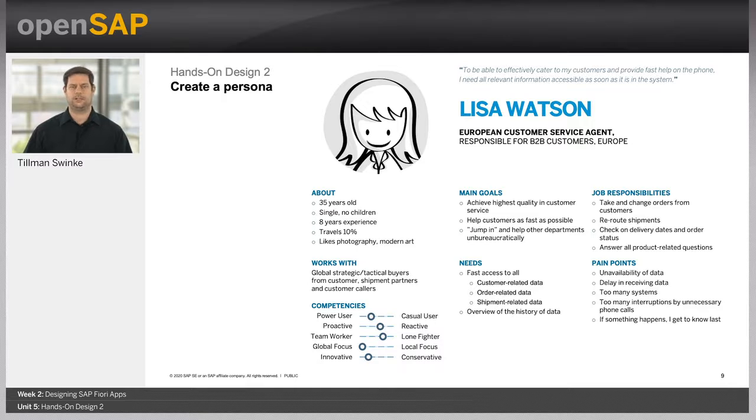Lisa's persona could look something like this. She's a 35-year-old single with 8 years of experience who likes photography and modern art. She works mostly with global buyers on the customer service line and is rather experienced in all systems. Her main goal is to provide the best customer service for Polaris Fabrics. To help customers effectively, she needs fast access to all customer, shipment and order-related data. Her biggest pain points are the unavailability or delay of data, and that she has to switch systems often depending on the task.